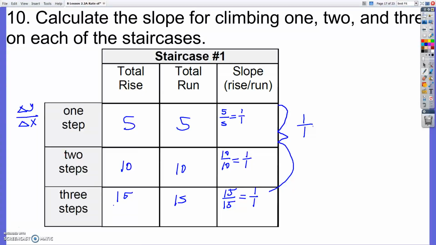Now, I'd like you to pause it right here and fill in the second two tables on number 10. Please unpause it when you're done and double check your answers with me. So go ahead and pause it right now. Alright guys, if you're watching this part of the video, you should be done.